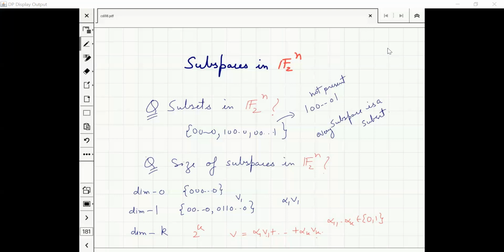Now, why would each of them give a different vector? Because the basis is a linearly independent set. Exactly. So if it turns out that this is equal to beta 1 v1 plus up to beta k vk, then it has to happen that alpha 1 is equal to beta 1, alpha 2 is equal to beta 2, and so forth, till alpha k is equal to beta k. If that doesn't happen, that means I have a linear combination of v1 to vk which is equal to 0. It shows that v1 to vk are not linearly independent. That means they do not form a basis.